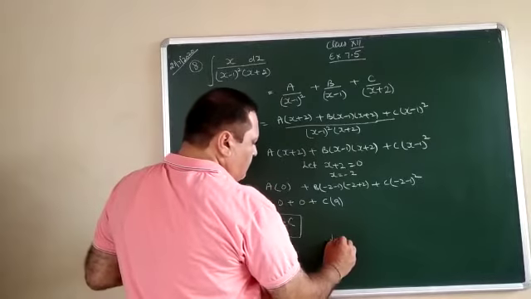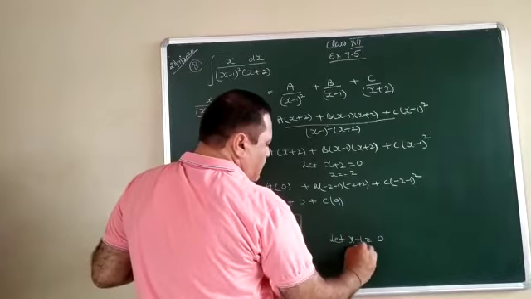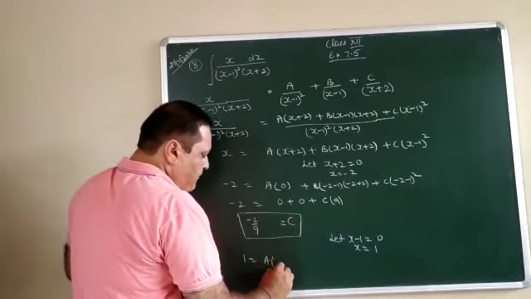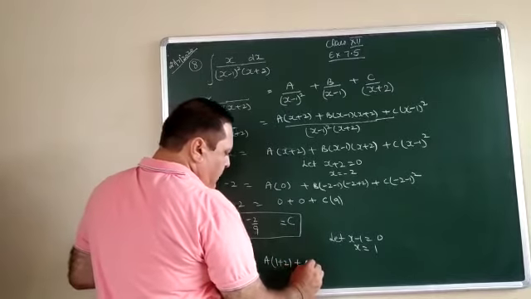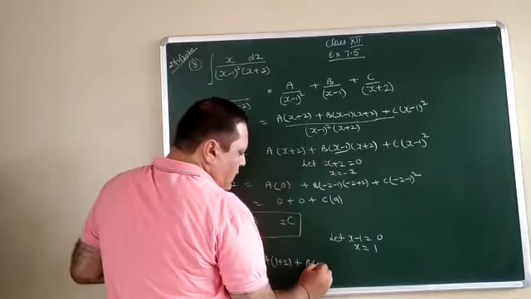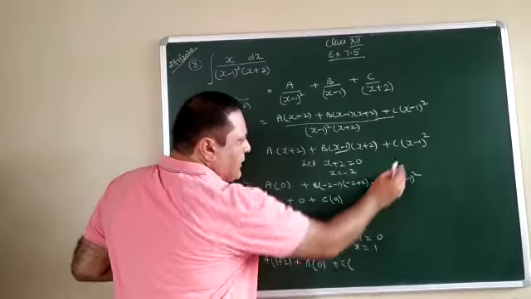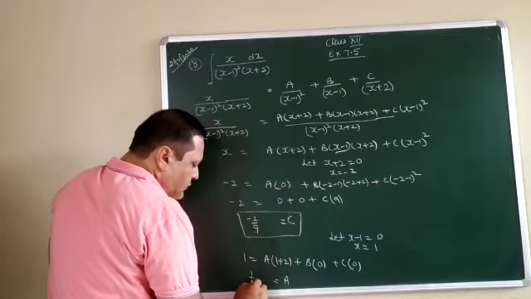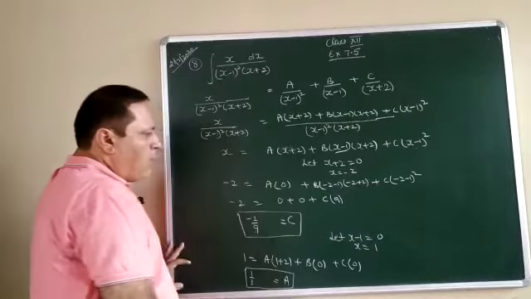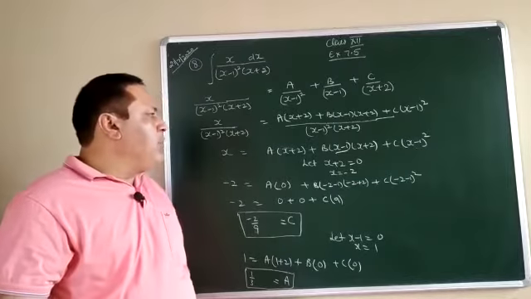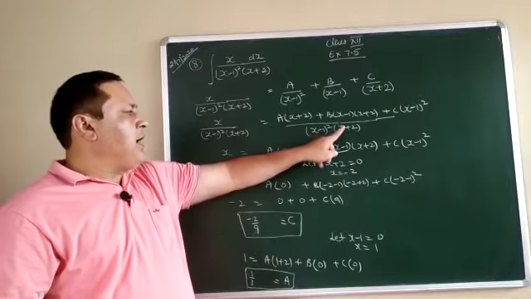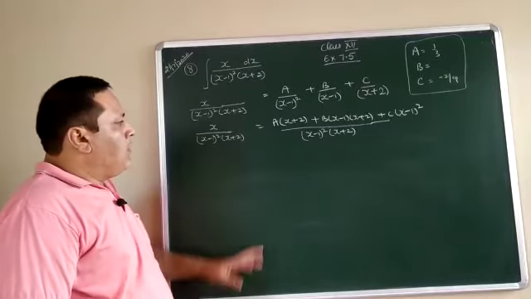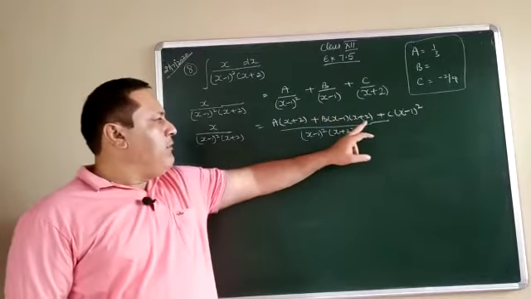Now let x minus 1 equal to 0, then x is equal to 1. So 1 is equal to a into (1 plus 2), plus b into (1 minus 1), that is 0, into something, plus c into (1 minus 1), that is 0. From here you get the value of a, that is equal to 1 by 3. Now we have the two values, a and c, by substituting the values from x minus 1 and x plus 2.